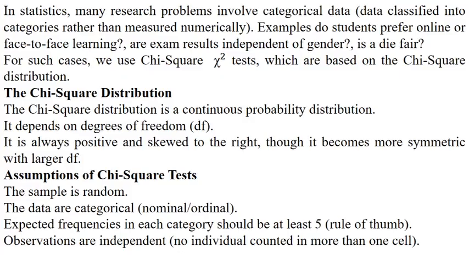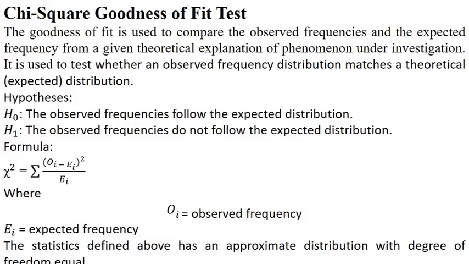The sample is random. Another one is the data are categorical. Expected frequency in each category should be at least 5. That is the rule of thumb. And observations are independent. No individual counted in more than one cell. Those are the assumptions of chi-square.